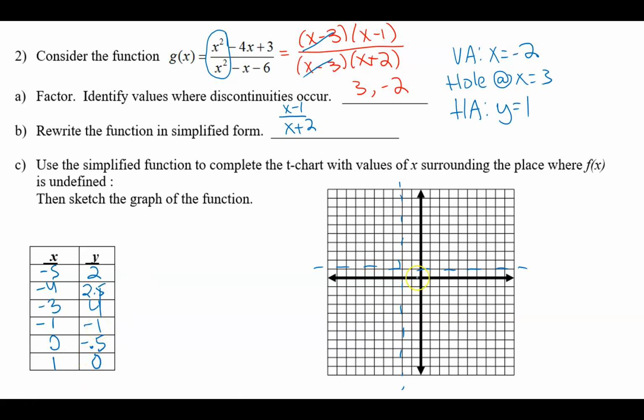So I'm going to plot these points. 1, 2, 3, 4, 5, up 2, which is this one right here. Here we go. -4 and 2.5.